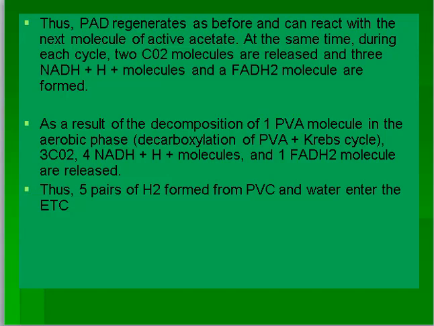Thus, NAD regenerates as before and can react with the next molecule. At the same time, during each cycle, 2 molecules are released into free NADH. As a result of decomposition of the pyruvic acid molecule in the aerobic phase, 5 pairs of NADH formed from pyruvic acid and water enter the electron transport chain.